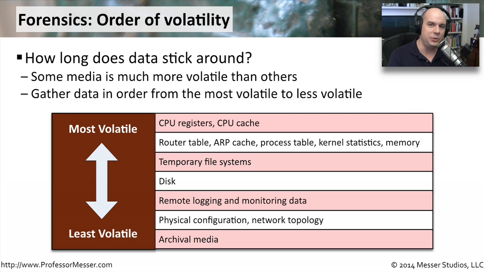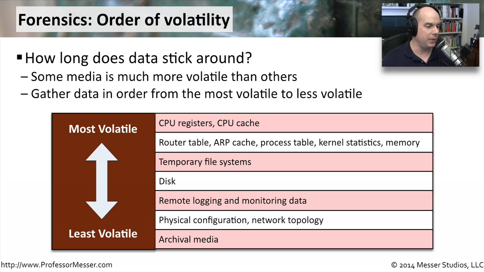So the idea is that you gather the most volatile data first. The data that has the potential for disappearing the most is what you want to gather very first thing. The data that could be around for a longer period of time, you at least have a little bit of time that you could wait before you have to gather that data before it disappears. So this order of volatility becomes very important. So what's volatile and what isn't?